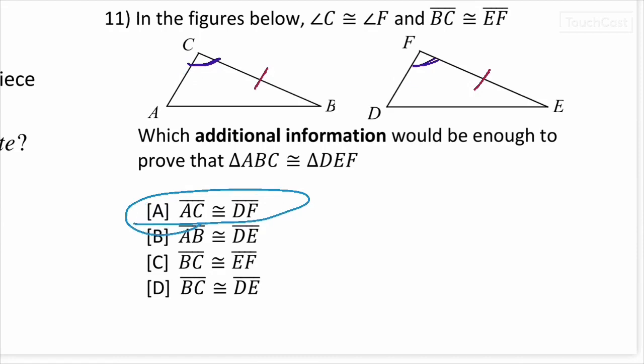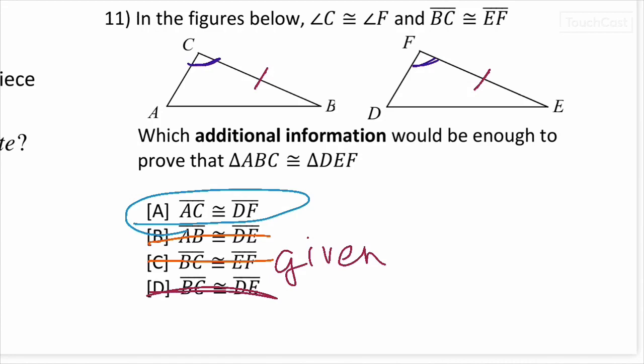Okay, so now I can mark side AB and side DE. And again, we don't have a right angle, so there's no way I can have that. That's a bad word. So that one's gone. And then it says BC. I already have BC and EF. No, that's not good. This one was already given. And then BC and DE. There's no way BC already equals. That doesn't make sense. So the first one we did happen to be right.